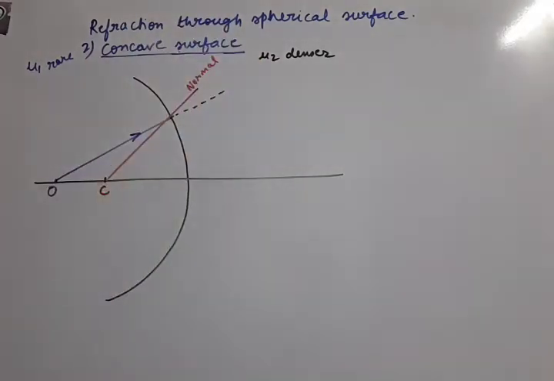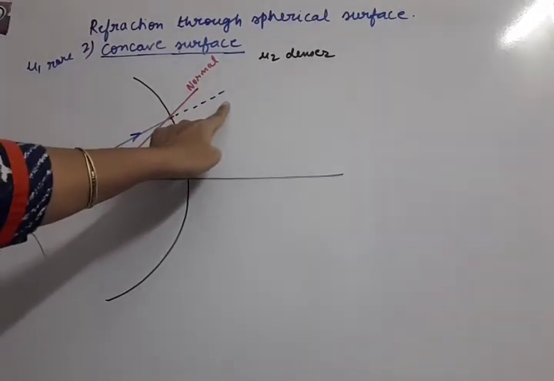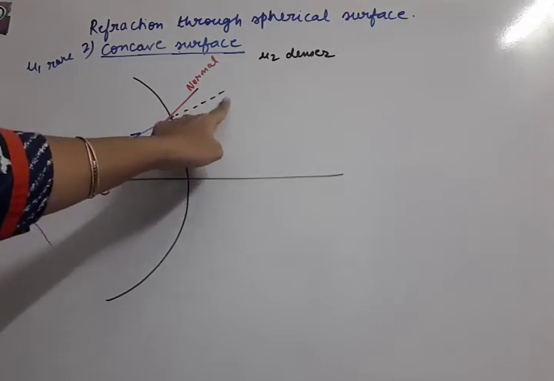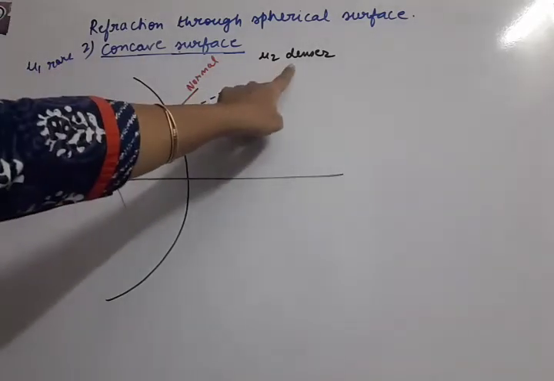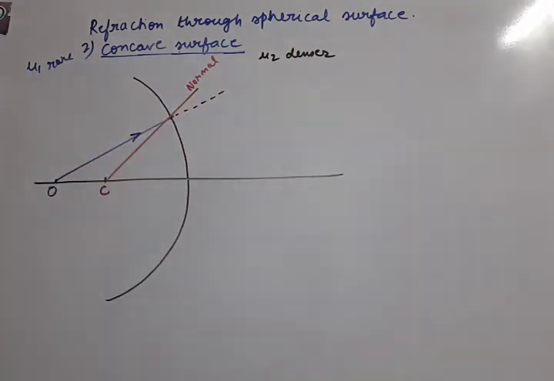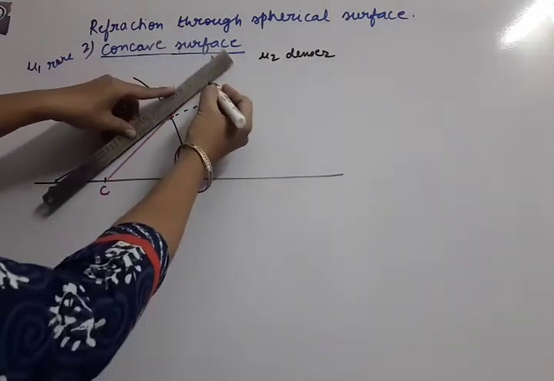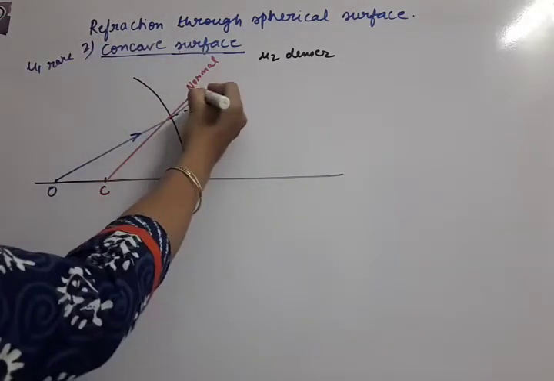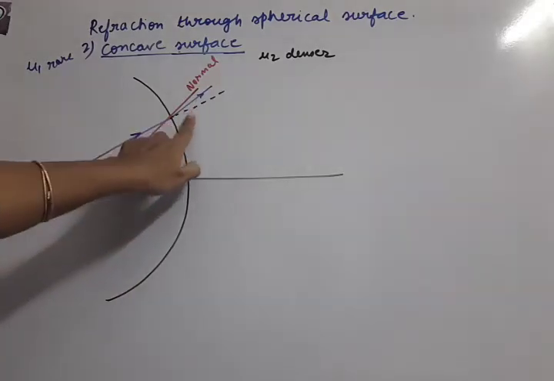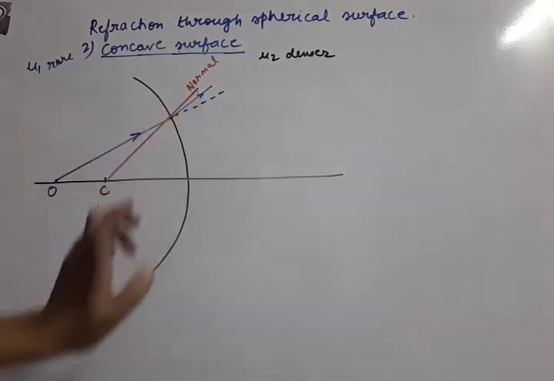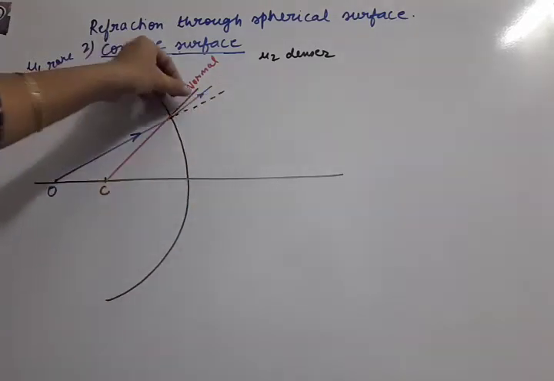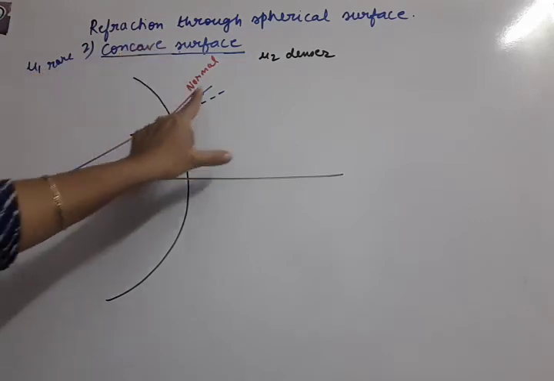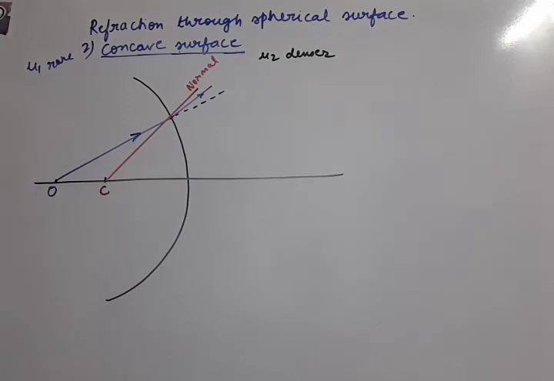Now, where the ray will go after refraction? See, this is our incident ray and this is its actual path, but it will not go along the actual path. It should turn either towards the normal or away from the normal. So we are going from rarer to denser. That's why the ray should turn towards the normal. You can see the ray should go in this dashed manner, but it has turned towards the normal. So this is our refracted ray. This middle line is the refracted ray. Where this ray will meet on the principal axis, there the image will be formed.